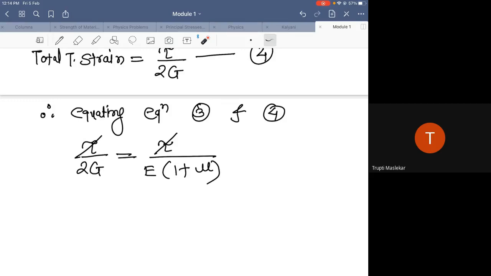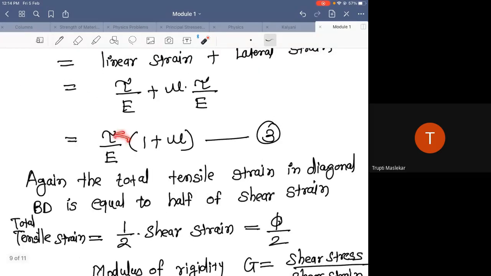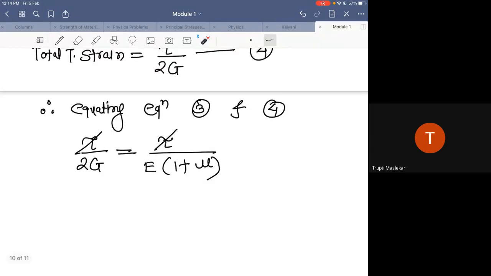Tau divided by E into 1 plus mu. Okay, sorry. I have written this 1 plus mu in the wrong place. Actually, it is in multiplication. Correct? I have put it in the denominator. It's wrong, so I had to erase this first of all. This is not at denominator. This is in multiplication. Tau by E into bracket 1 plus mu. It is in multiplication with tau.